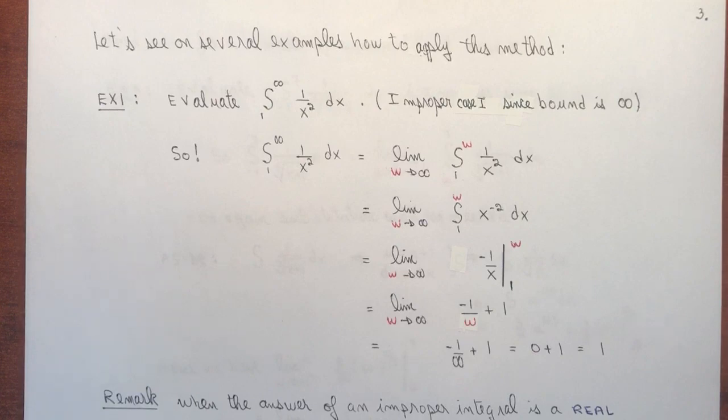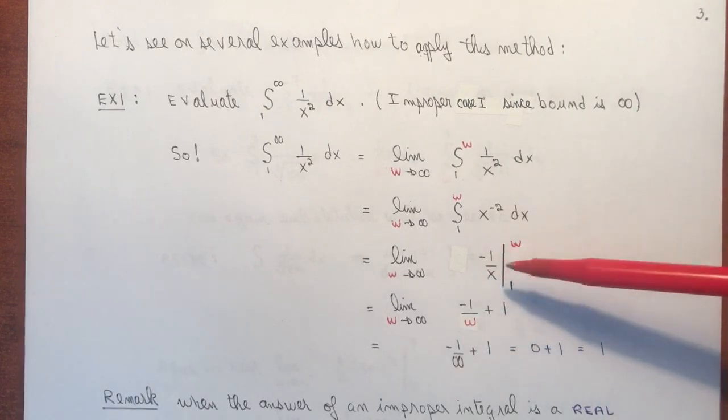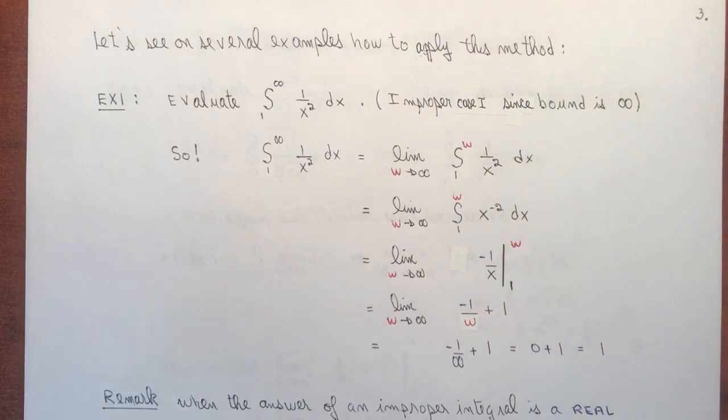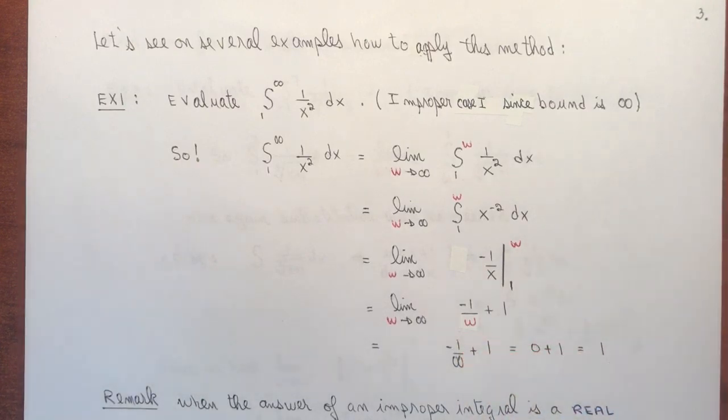And then you can apply FTC part 2. Bring in the w, bring in the 1, minus 1 will give you plus 1. Now you can replace w by infinity. Minus 1 over infinity is 0, and 0 plus 1 is 1.